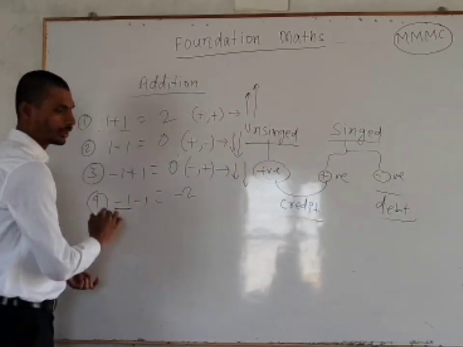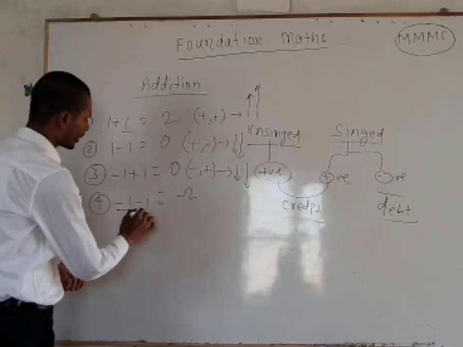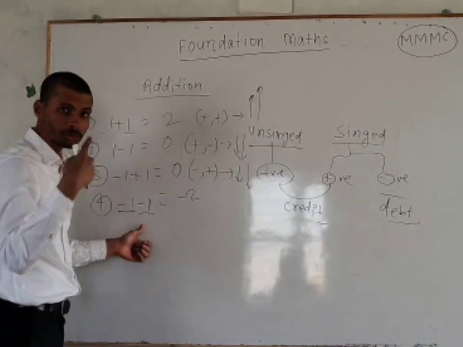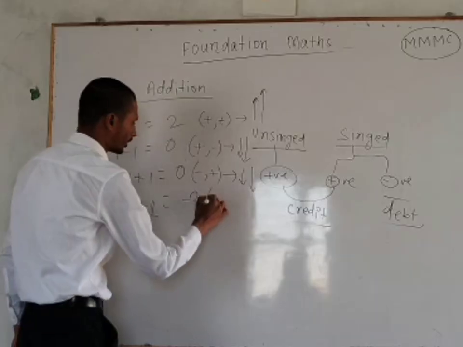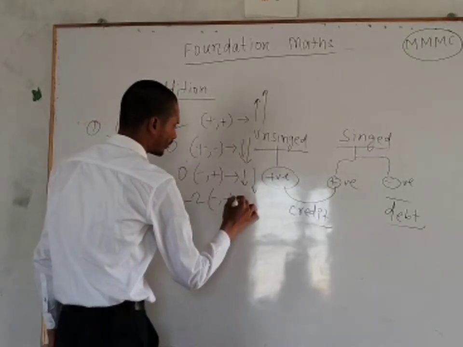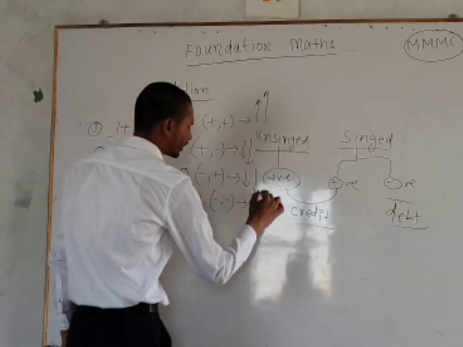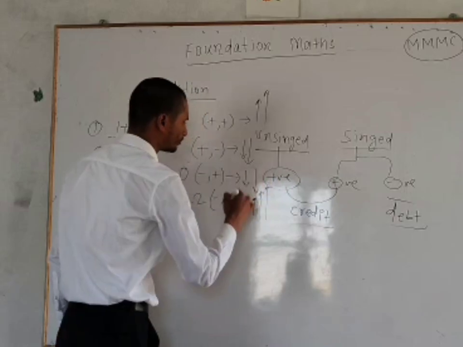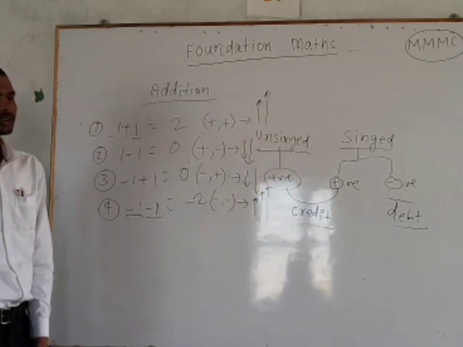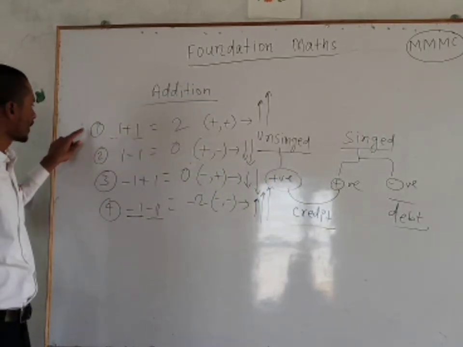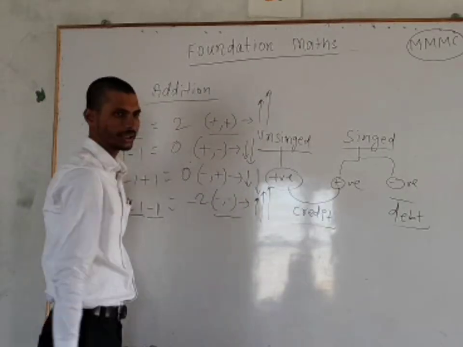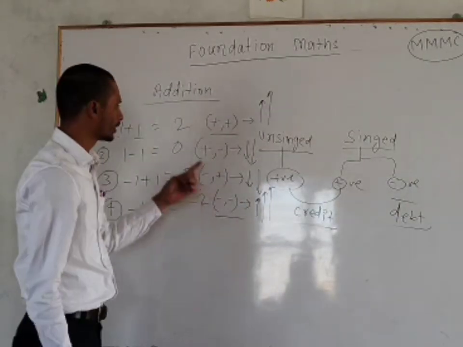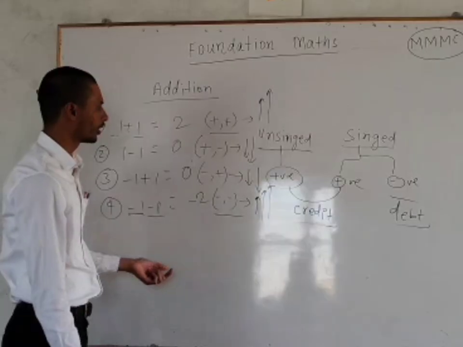If you have 1 rupee as a debt, and you are going to take 1 more rupee of debt, then the total debt will increase. So if both numbers have a negative sign, then the resultant will increase. Generally we say if the numbers have the same sign, then the resultant will be added, and this is addition, not subtraction at all.